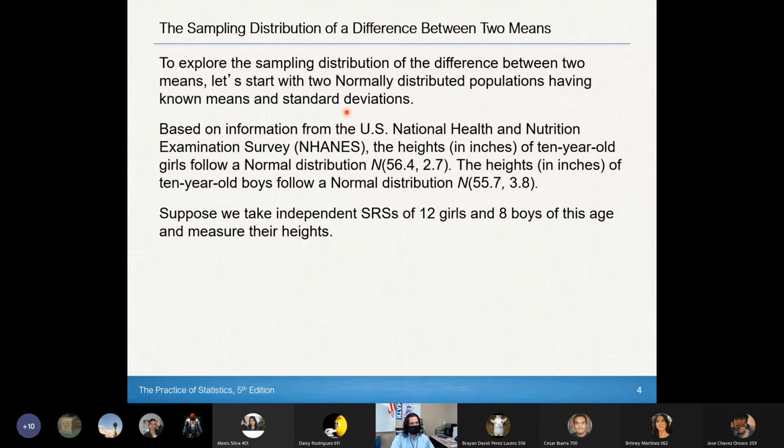We typically know the mean and standard deviation of the population. When doing confidence intervals and significance tests, we usually don't know all that data.